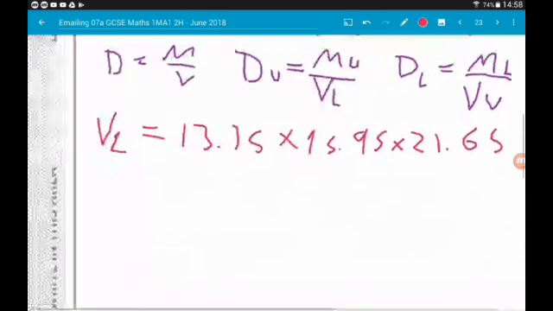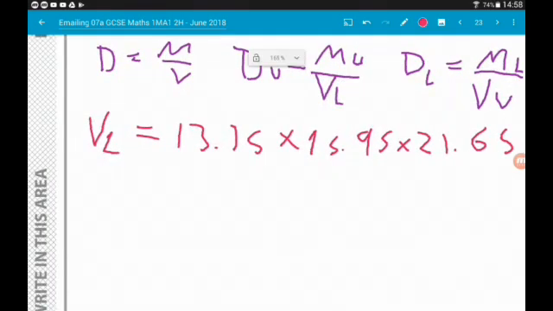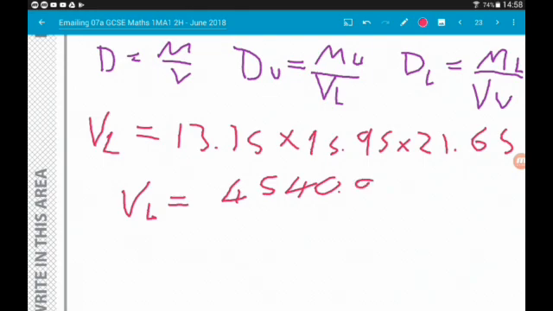Okay, so if you stick that in your calculator, that's going to give us 4,540.9, and that is centimetres cubed. So that's our lower bound of the volume, the smallest possible thing it could be.